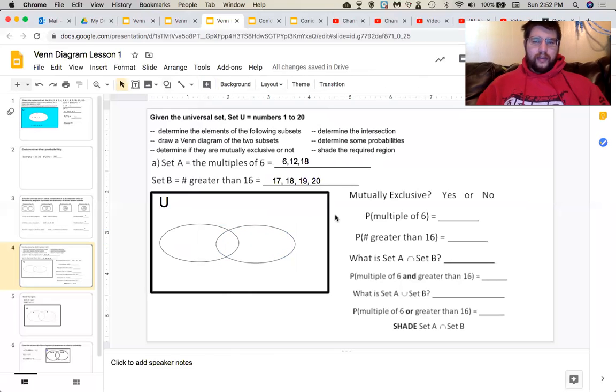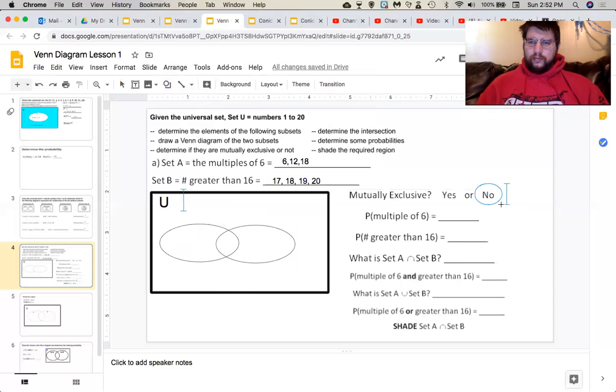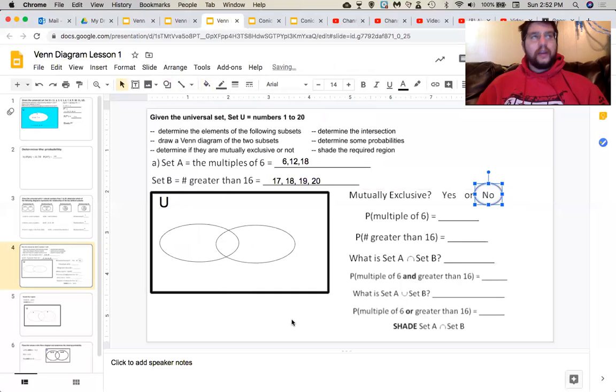All right. Are they mutually exclusive? No, they're not. So I'm just going to circle that. And make that transparent so you can see. You could also box it or type it or... One second.